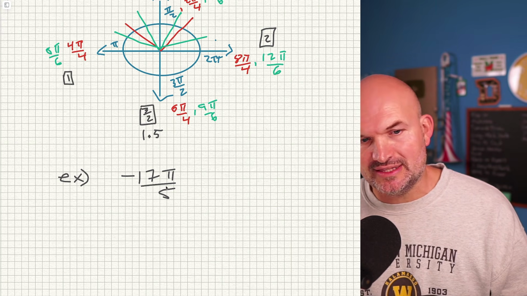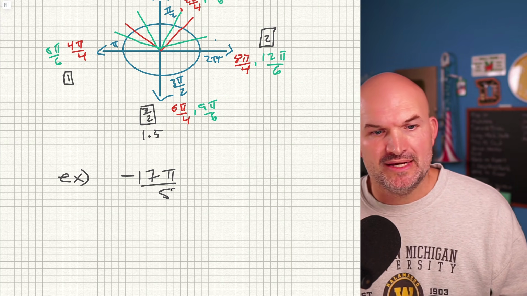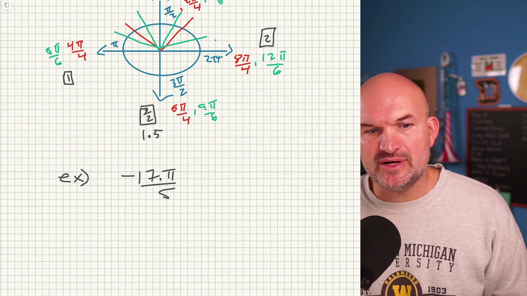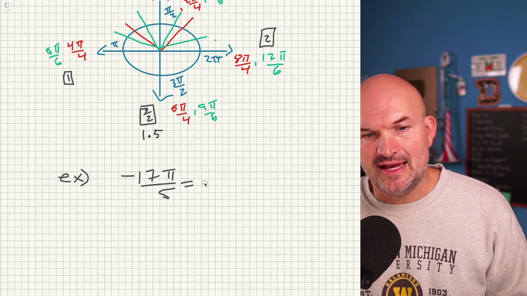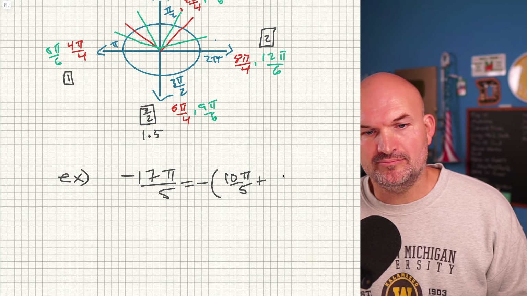So the first thing when I look at this problem, I just think of negative 7 pi over 5. Okay. And what I'm doing in my brain is I'm taking out the period. So I can rewrite negative 17 pi over 5 as negative 10 pi over 5 plus negative 7 pi over 5.